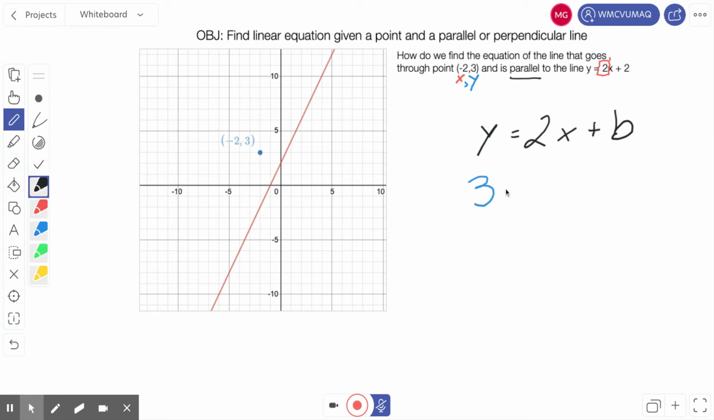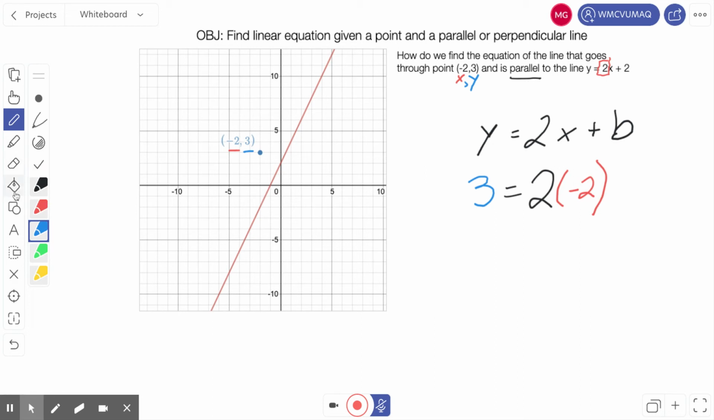Equals 2 for the slope of 2, and x is -2, because that is the x value for this point. This is the x, this is the y, right? The left, right, the up, down. The x-axis along here, the y-axis along here.